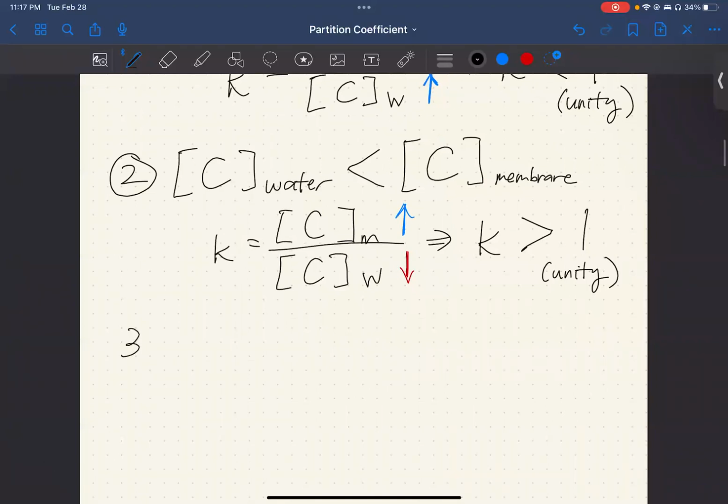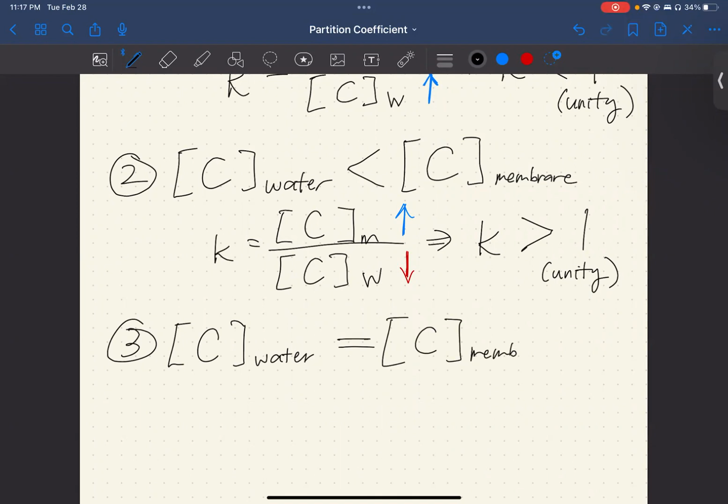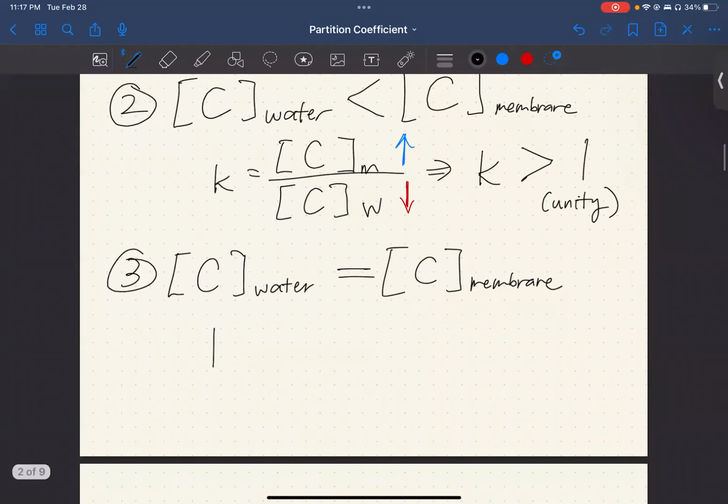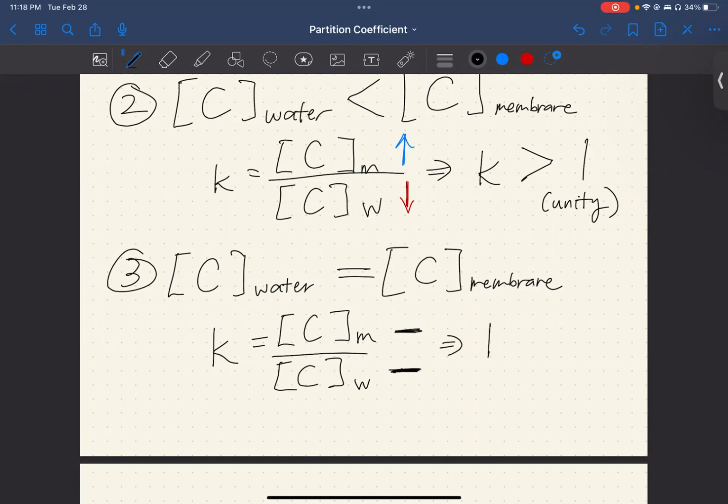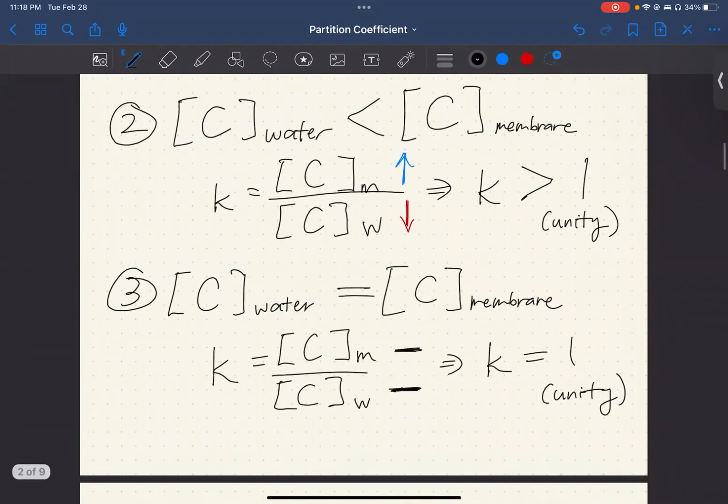And as you can guess, our third case is if these concentrations are equal. Okay? And this means, based on our definition earlier, they're equal, meaning that K is equal to unity, equal to 1. So this means that there is no difference in the solubility.